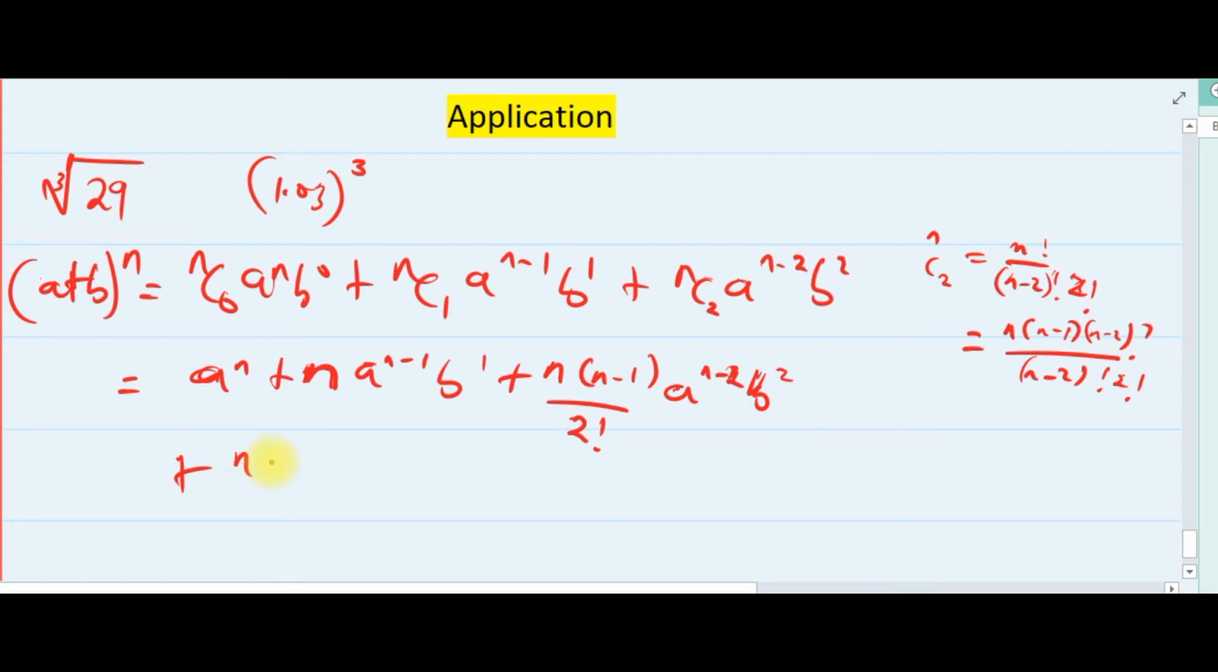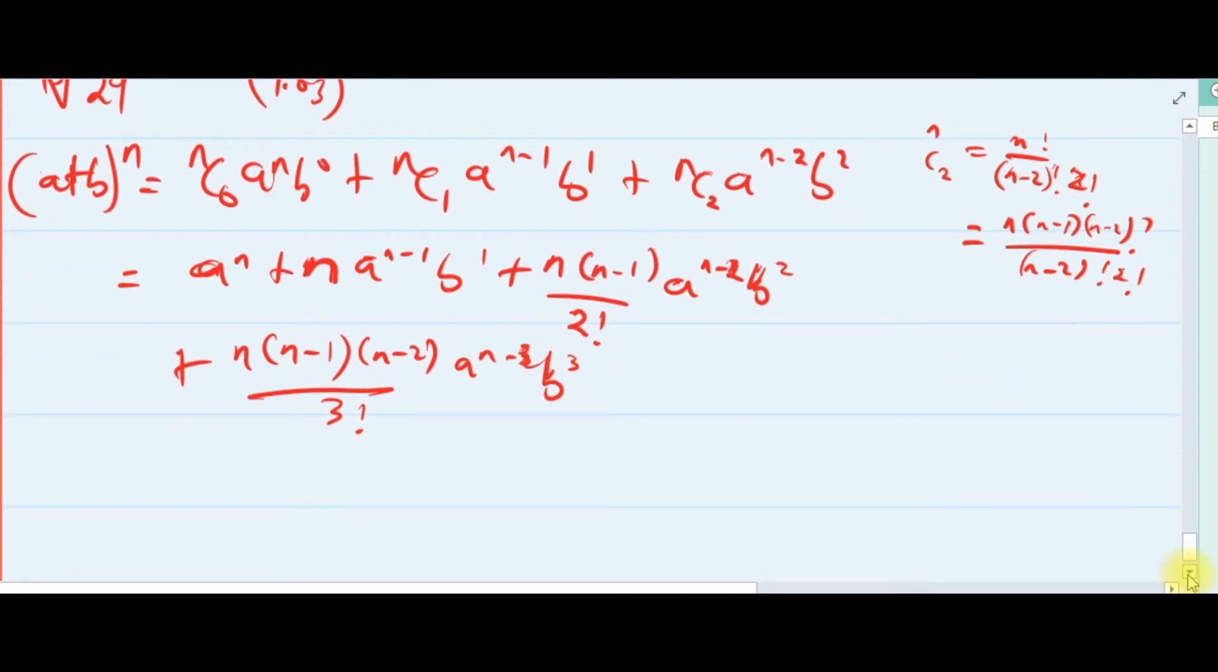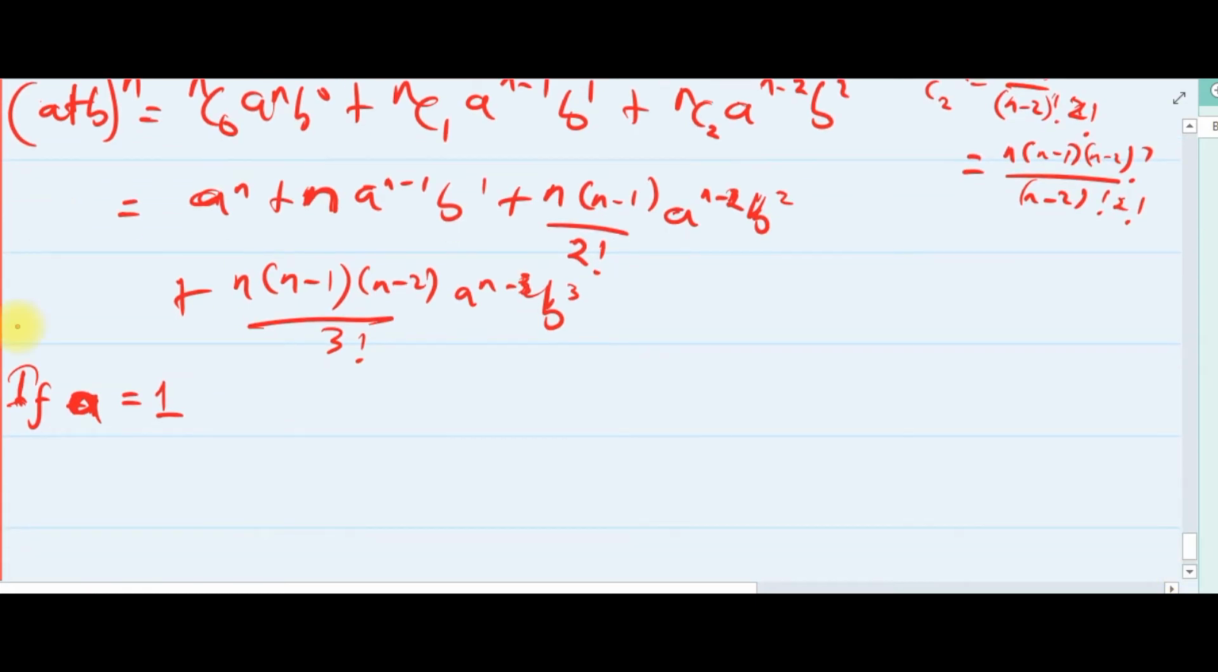So it will continue this way, form a pattern. Minus 3. So let's stop here. Now if a is 1, you notice that the expansion is now 1 plus b raised to the power n.